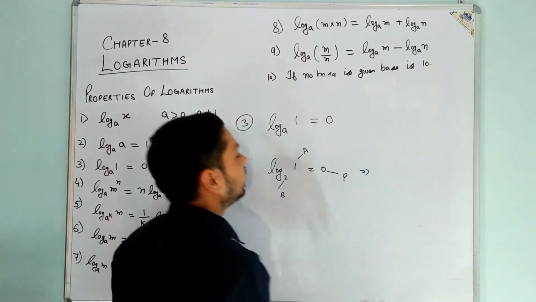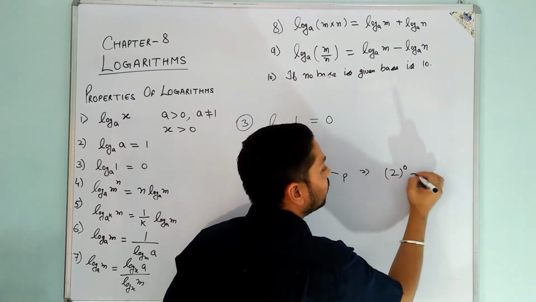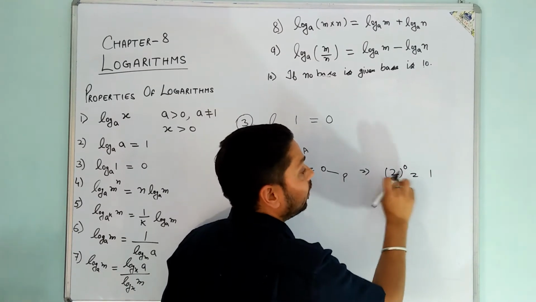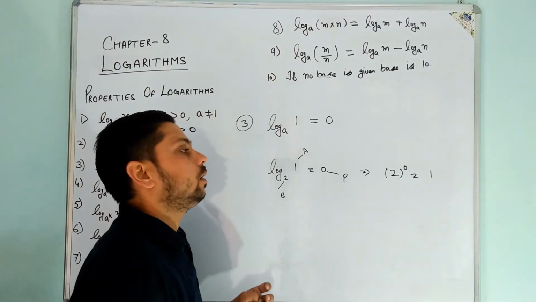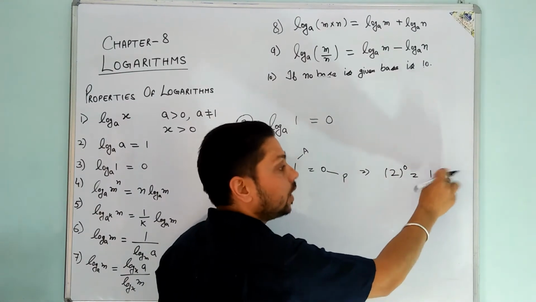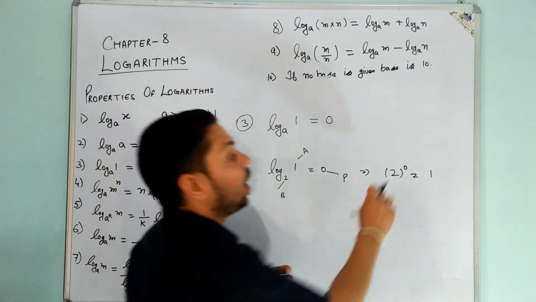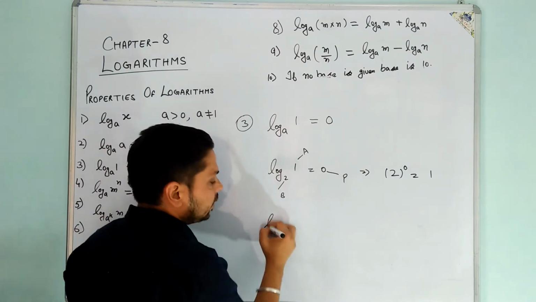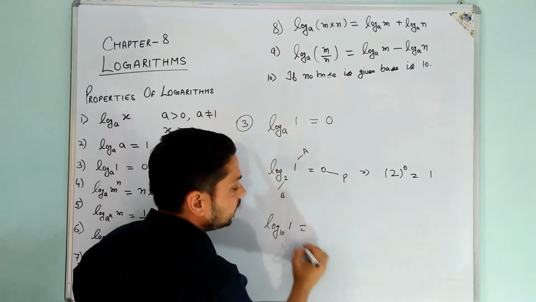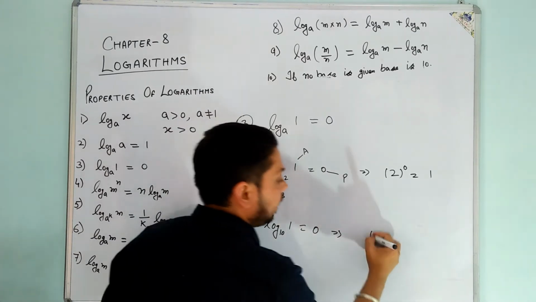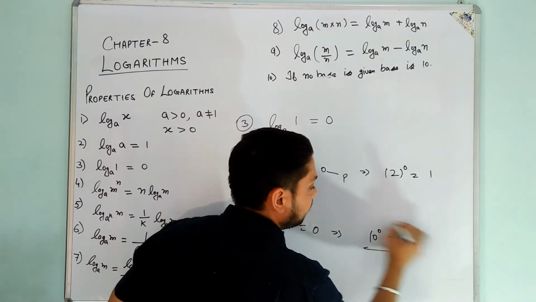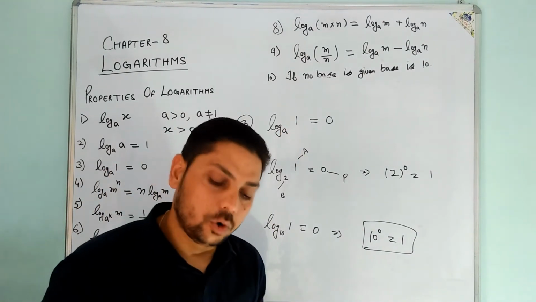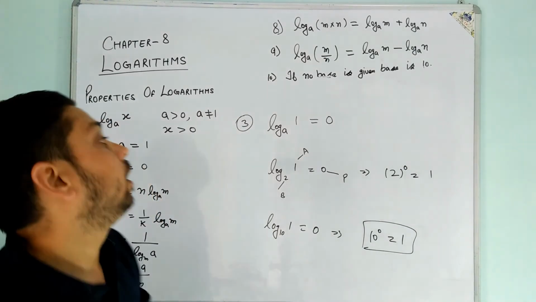Convert it again, it will give you 2 raised to power 0. This is equal to 1. 2 raised to power 0 is equal to 1. We have done the property in the previous chapter that anything raised to power 0 is equal to 1, other than 0. Now again we have, for example, log of 1 with base 10 is equal to 0, which implies 10 raised to power 0 is equal to 1. Okay, so log of 1 is always equal to 0. Base could be anything.